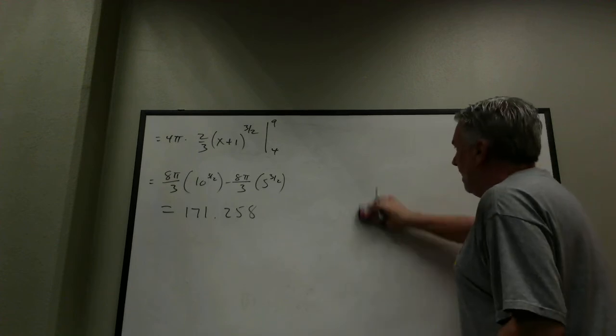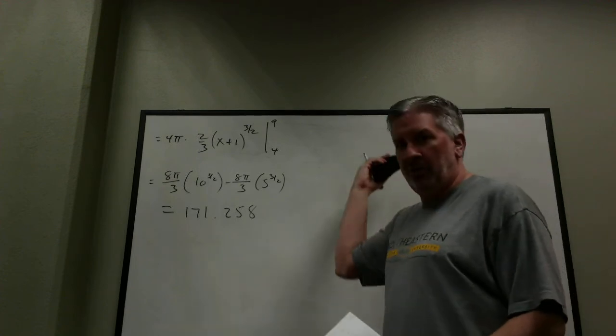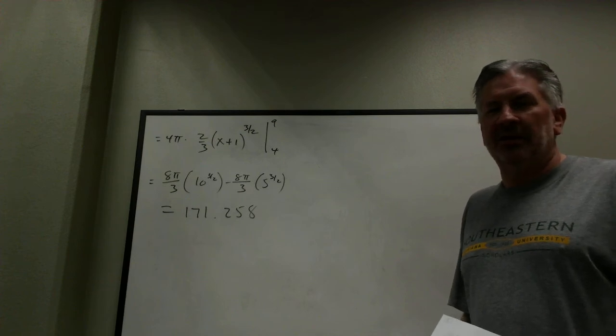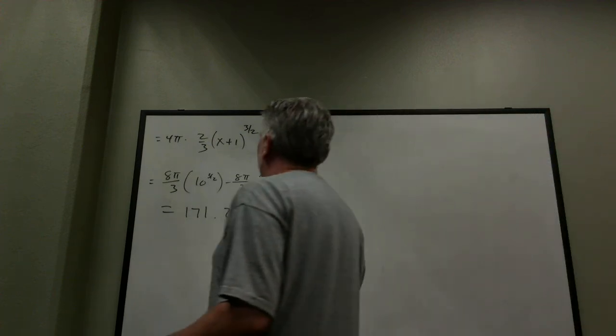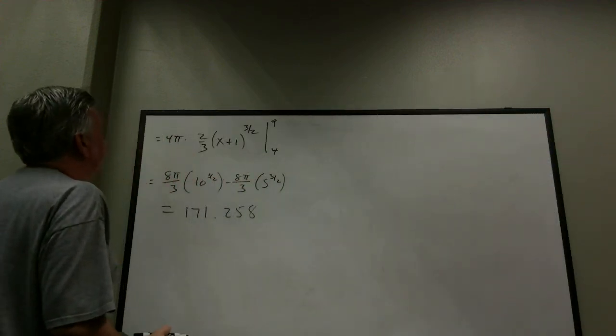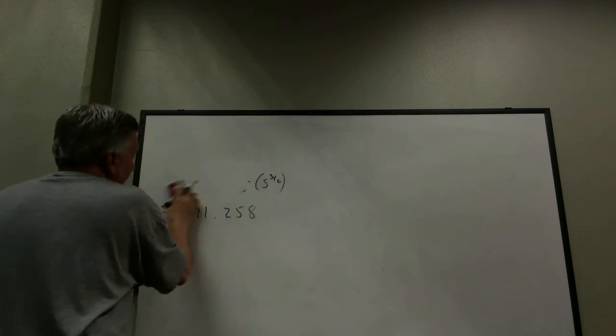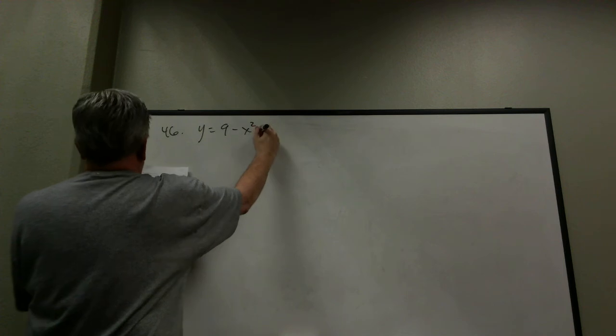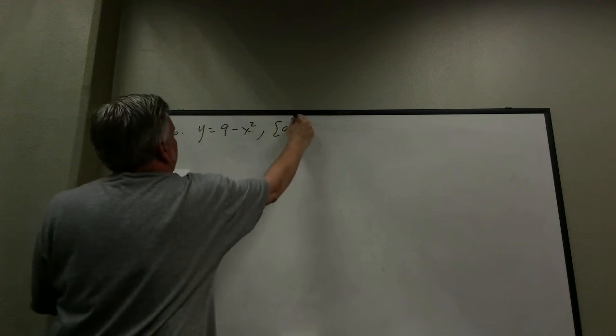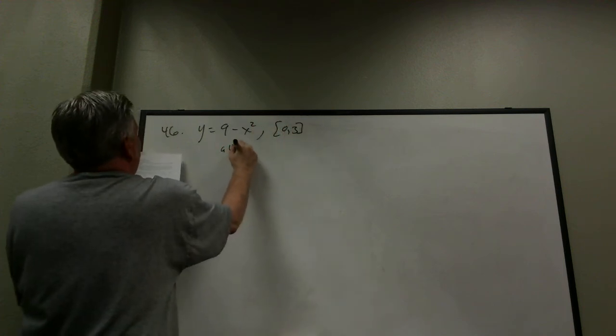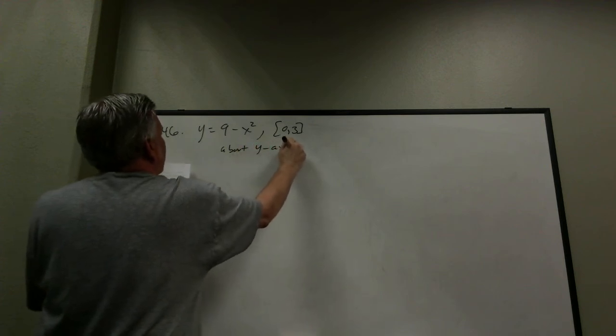But see, the setup's not hard. I want you to realize where all the work is. All the work here is in the integration. So you have to practice your integration. You'll be practicing your integration from Calc 1 as you work through problems. Okay, number 46 says, set up and evaluate the definite integral for the area of the surface generated by revolving the curve y is 9 minus x squared on the interval 0 to 3 about the y-axis.